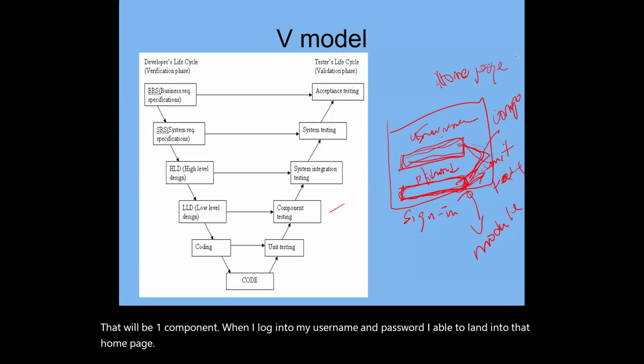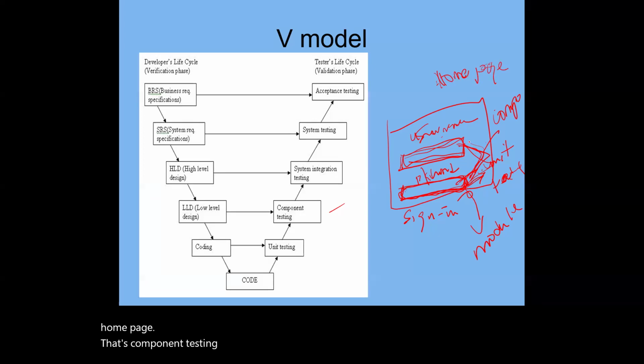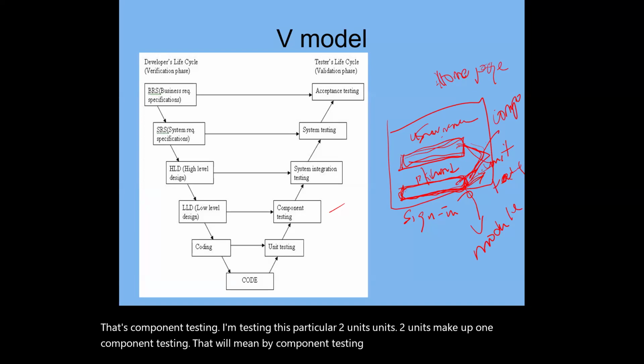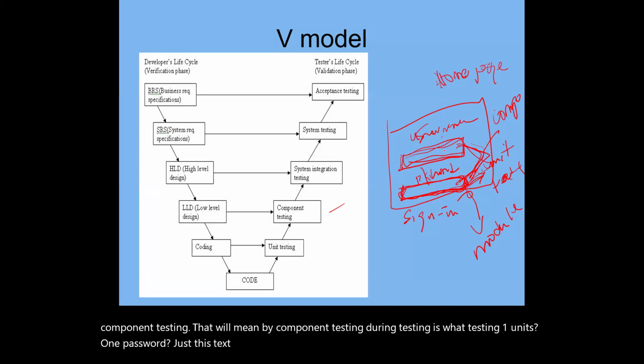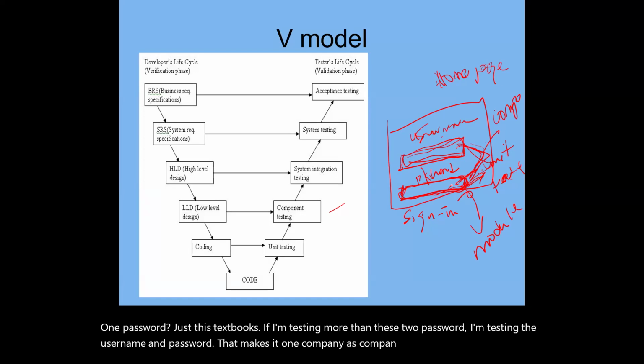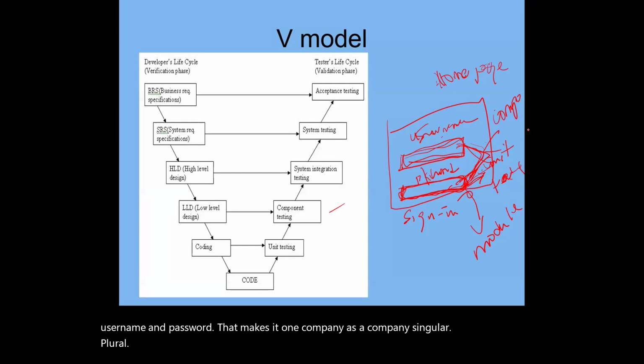That's component testing. I'm testing these two units. Two units make up one component testing. That's what we mean by component testing. Unit testing is testing one unit, just this one text box, the password. If I'm testing more than one, the username and password, that makes it one component. Component, singular, plural. Correct? Get it right? Yes.